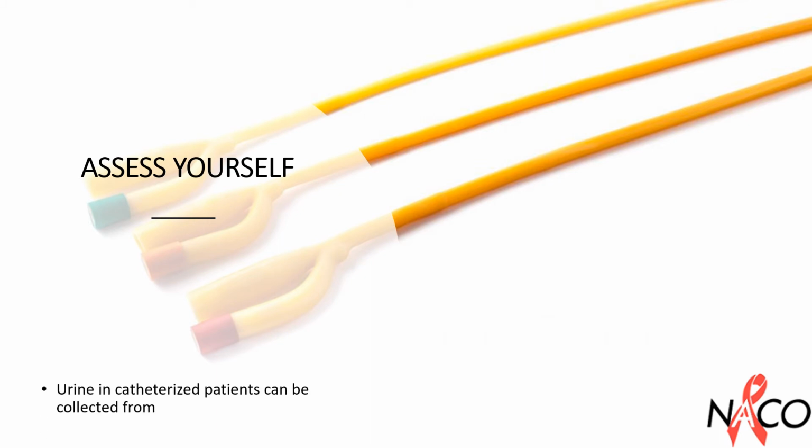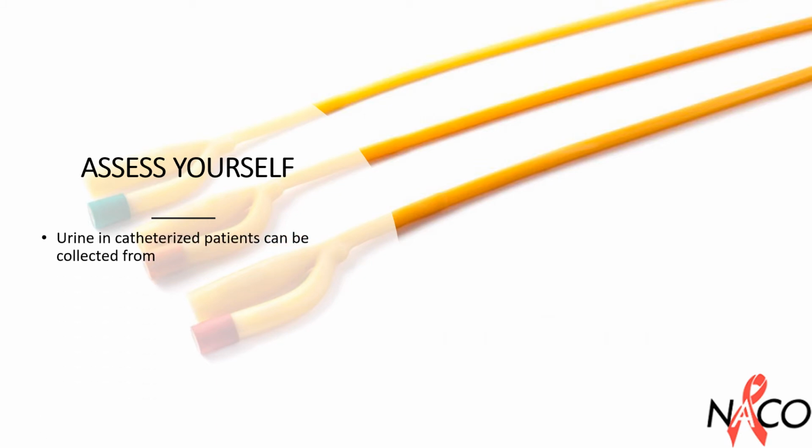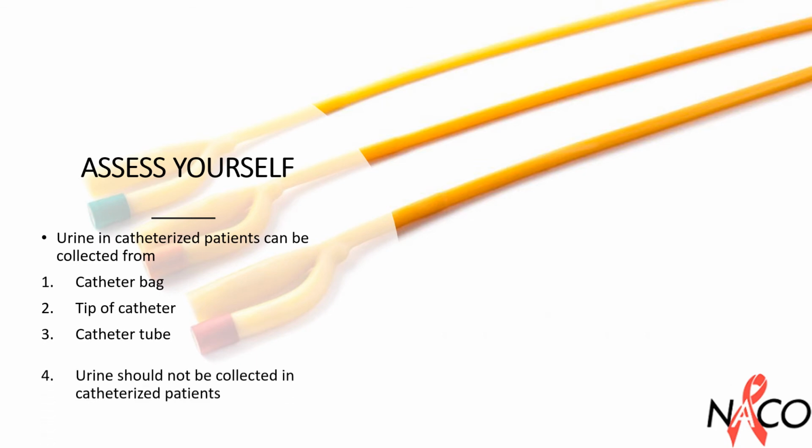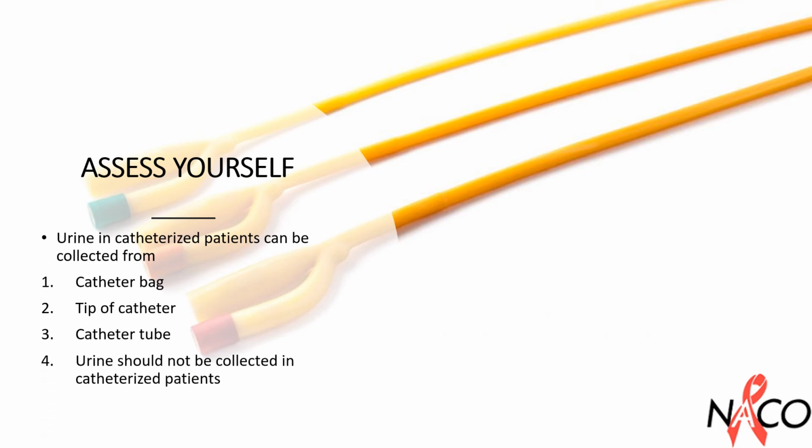Urine in catheterized patients can be collected from Option 1, catheter bag, Option 2, tip of catheter, Option 3, catheter tube, Option 4, urine should not be collected in catheterized patients. The correct answer is urine in catheterized patients should be collected from the catheter tube.